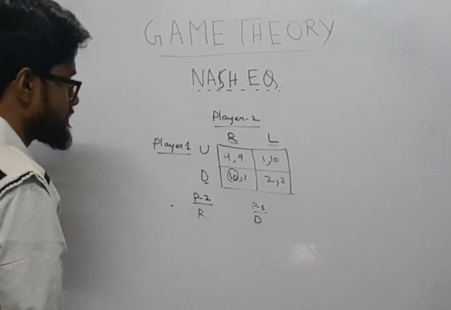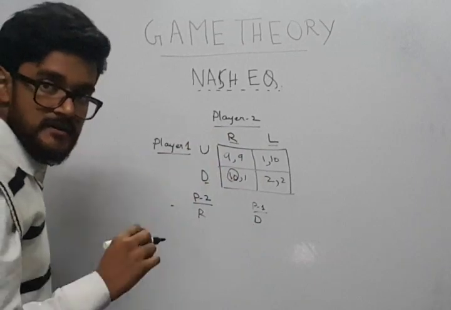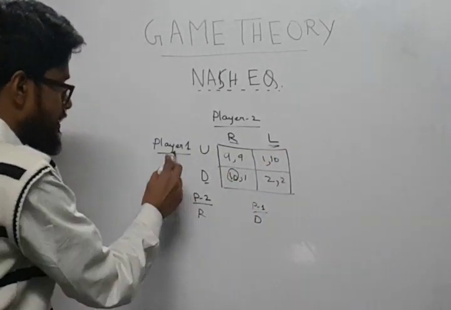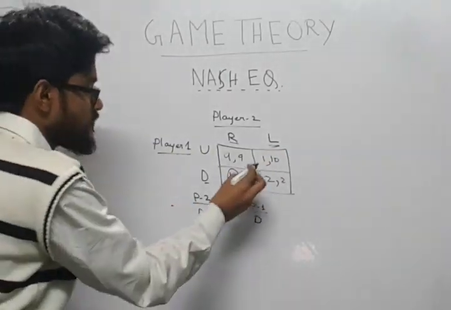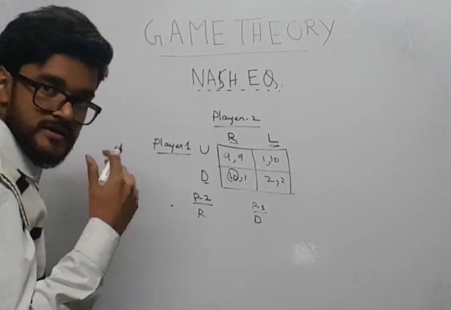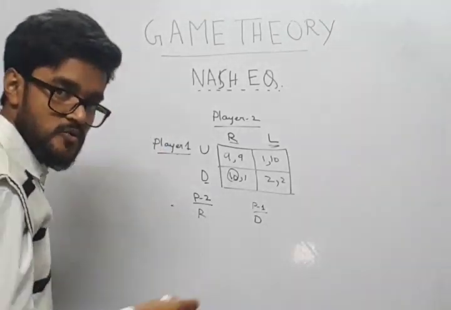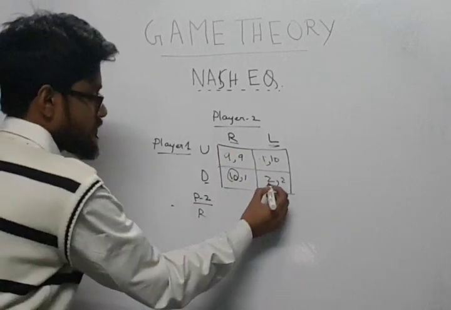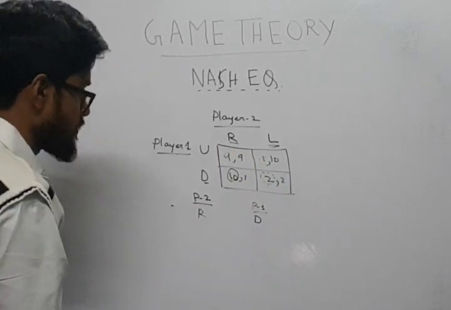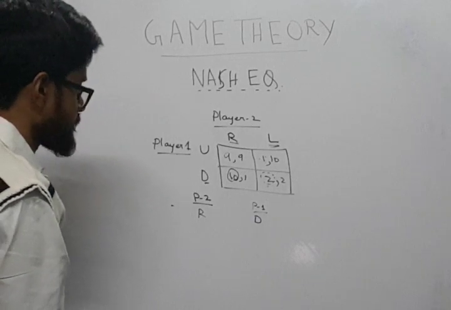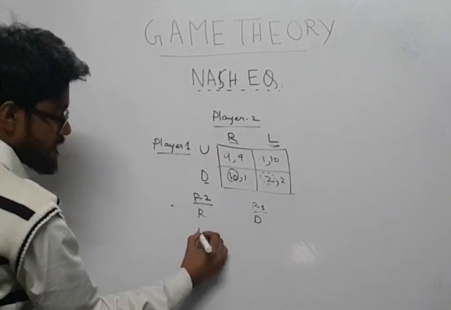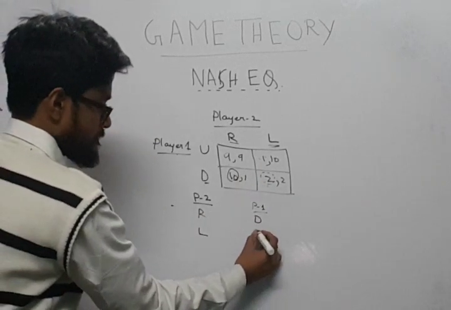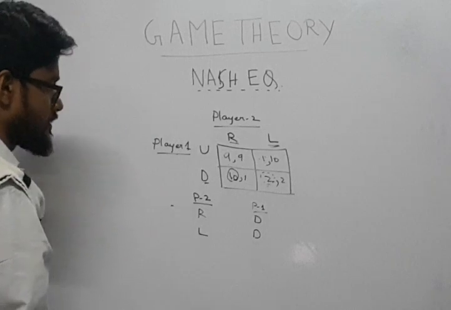Now we'll see what happens when player 2 plays L. When player 2 plays L, player 1 has two options, either 1 or 2. Out of these two, the better option would be 2. So when player 2 plays L, player 1 plays D. In this case also player 1 plays D.